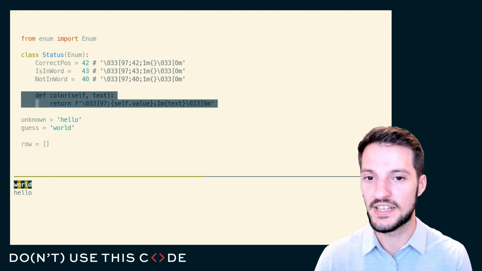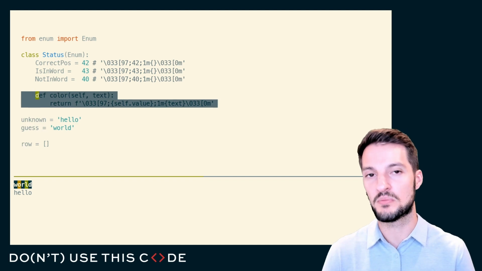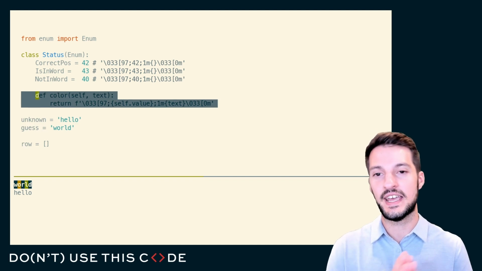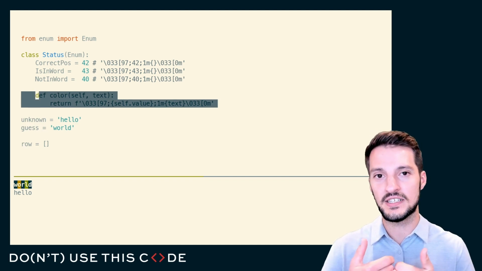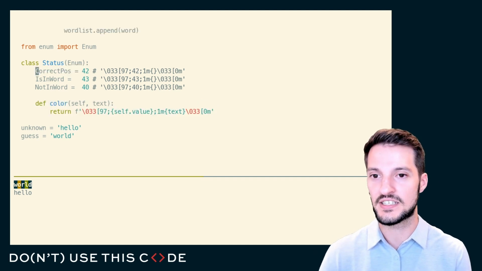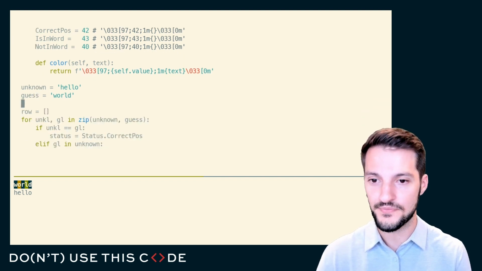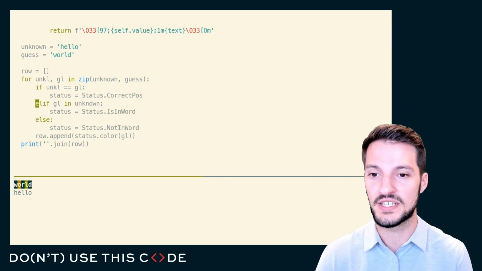And we've also added in a templated way to actually perform that coloring operation for display purposes. So this keeps the status and its ability to color linked, but we can treat them as separate entities. I can access this status, correct position, or is in word, and use them in other parts of my code while still preserving that semantic meaning.